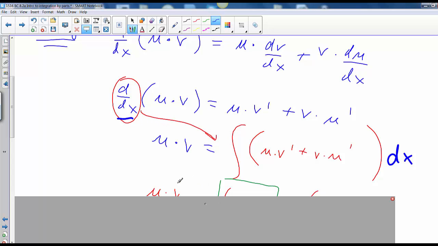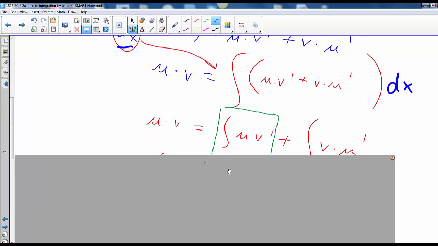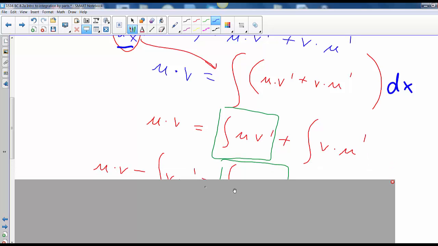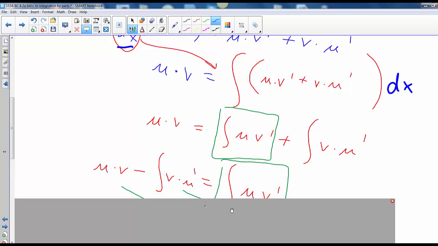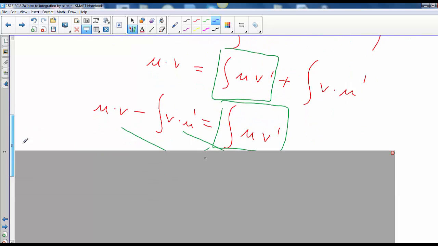Okay, so now I can break up the integral of a sum into the sum of the integrals. So I'm going to have the integral of uv prime plus the integral of vu prime. I am then going to isolate this term in the green box. So I'm going to take this term over here, send it to the other side. It'll be minus the integral of vu prime.